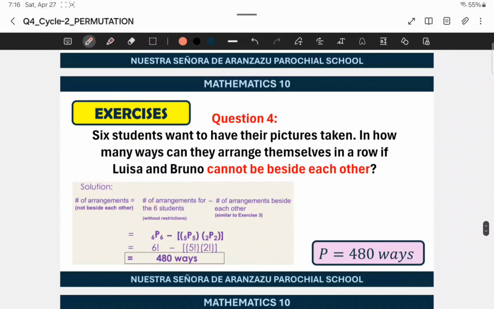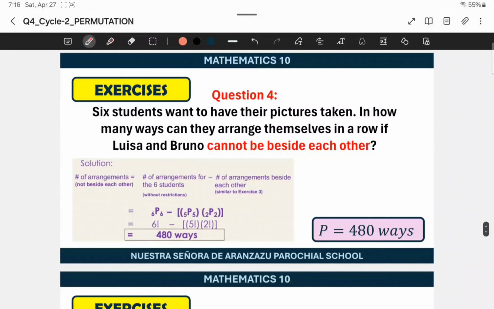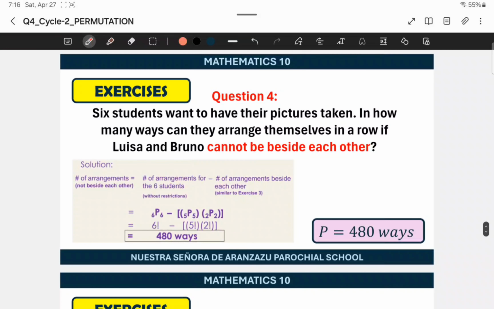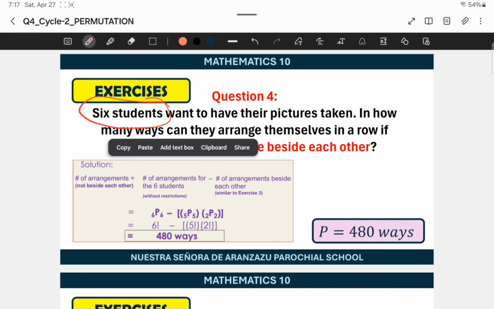Alright, next. 6 students want to have their pictures taken. In how many ways can they arrange themselves in a row if Luisa and Bruno cannot be beside each other? So, yung solution dito, para makuha mo yung total number of arrangement, kunin mo muna yung arrangements para dun sa 6 students na walang restriction. So, tanggalin natin to para hindi tayo muna mag-rely dito sa nakasulat.